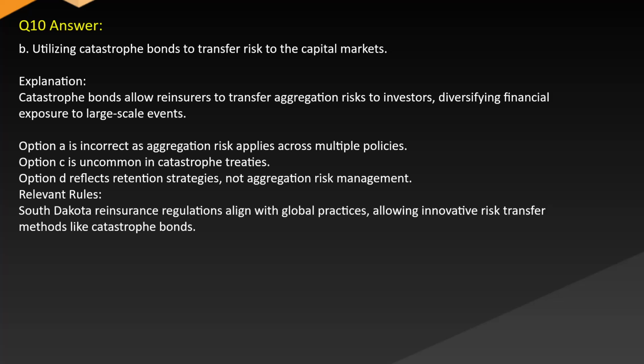Option C is uncommon in catastrophe treaties. Option D reflects retention strategies, not aggregation risk management. Relevant rules. South Dakota reinsurance regulations align with global practices, allowing innovative risk transfer methods like catastrophe bonds.